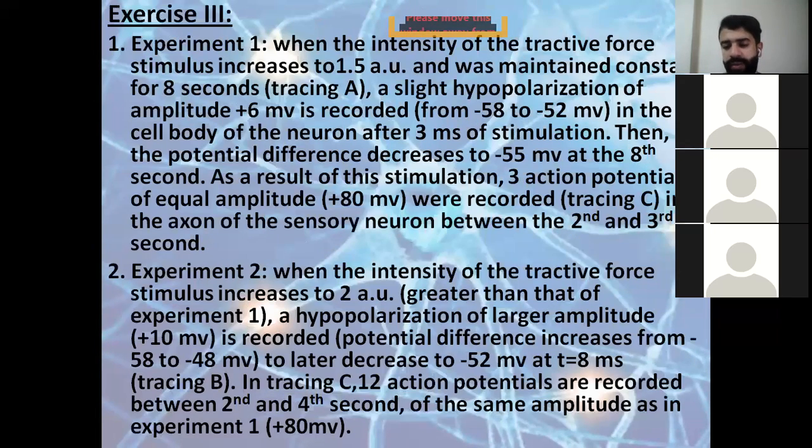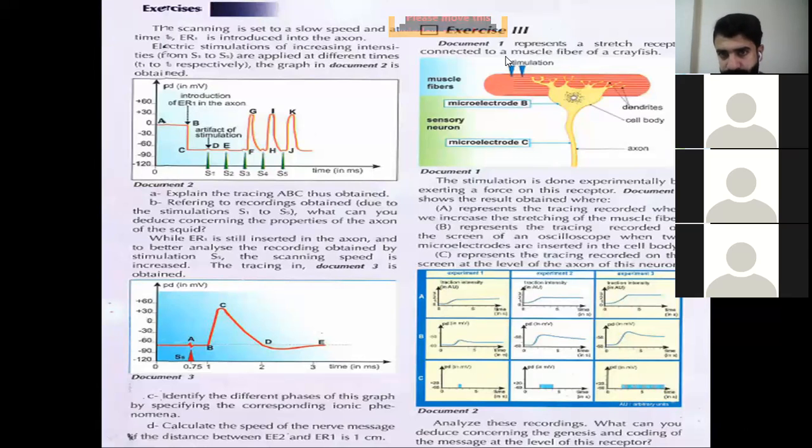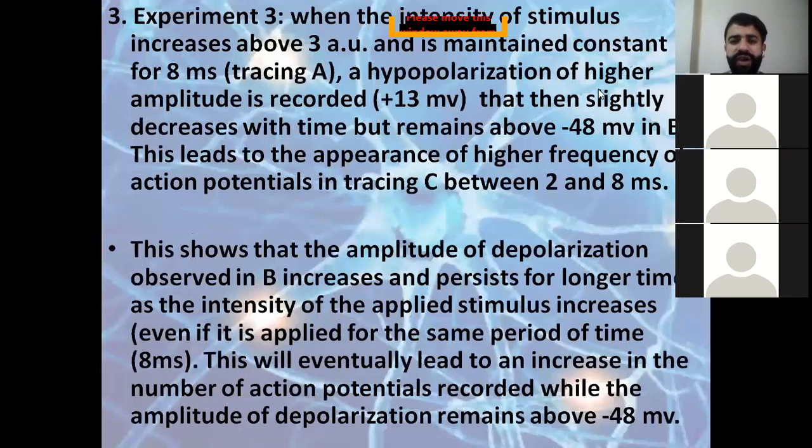Sure, we're not going to count these action potentials, the frequencies. Here maybe you can count these, for example, but this one you can count, they are more than 40, for example. So you can't count them. You can say higher frequency without counting them. So here, the frequency increases between 2 and 8.